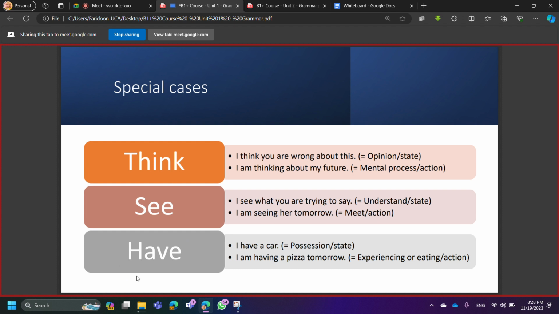And the last one, also very common, is "have". "I have a car" is a possession. It's talking about possession or ownership. It's a state verb. But if you say "I'm having a pizza tomorrow," now it means that you're experiencing it or you're eating it. So this one falls into the action verb category. Okay.